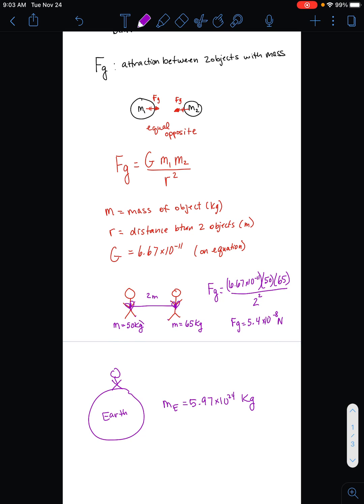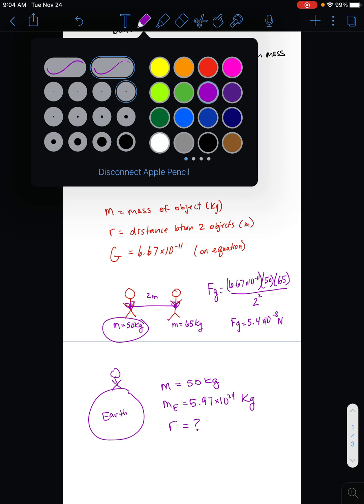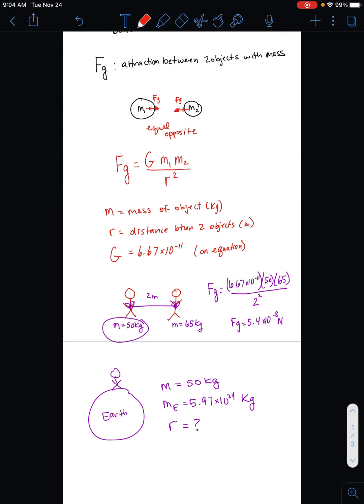And now let's take a person who's 50 kilograms and put them on earth. The mass of the person is going to be 50 kilograms. But what would we use as the distance between the two objects? Would we say it's 0 because the person's standing on the earth? No. Instead, we would have to say, okay, we're measuring that distance from heart to heart. What that really means is from the center of the earth to the center of the person.